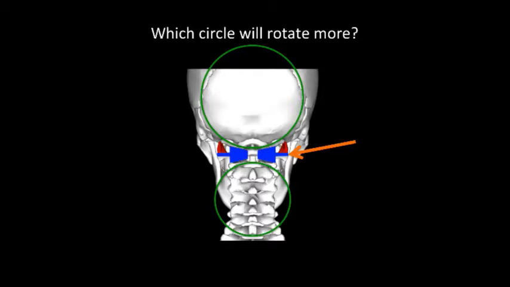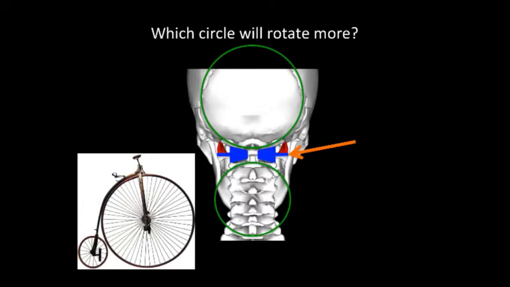So as we look at it, and we look at the sizes of these circles, the question is, which circle will rotate more? Is it the upper circle or the lower circle? Well, in order to understand this a little bit further, we have to get into some basic physics.